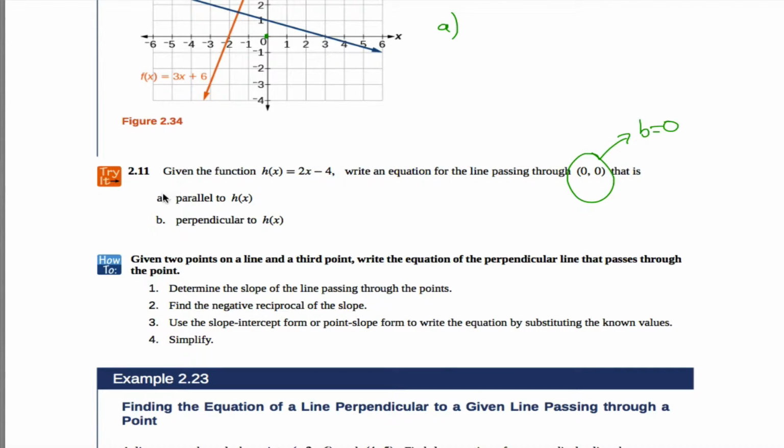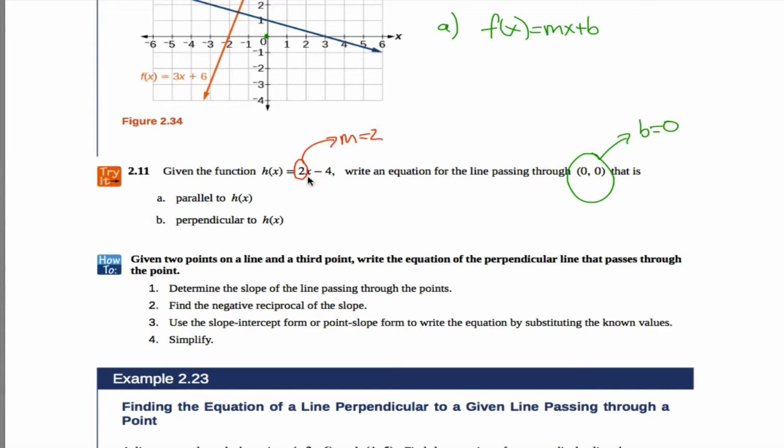And in fact, that'll be the case for both A and B here. So this b is the y-intercept, not to be confused with this b right here. So I know that b is 0 for both parts. What will change is the slope. And so what I have to do is look at this line, which is not my answer, and figure out the slope of this line. Well, just by looking at this, I can tell that the slope is equal to 2.